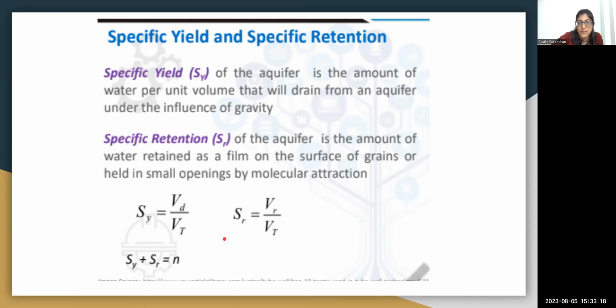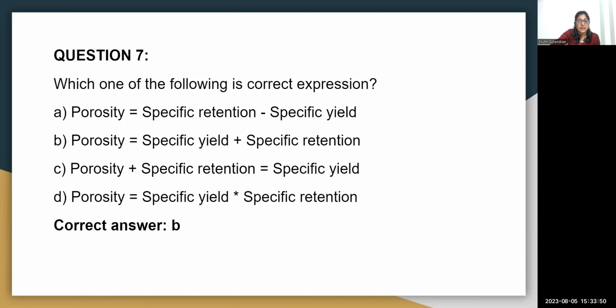Even if you don't get a link with it, porosity equal to specific yield plus specific retention is a very important relation. A lot of problems come. They give the specific yield and the porosity, and then you have to find the specific retention. So a lot of small numerical problems come with relation to this expression. Specific yield plus specific retention equals porosity is one expression that you'll have to always keep in mind. So the correct answer is porosity is equal to specific yield plus specific retention.